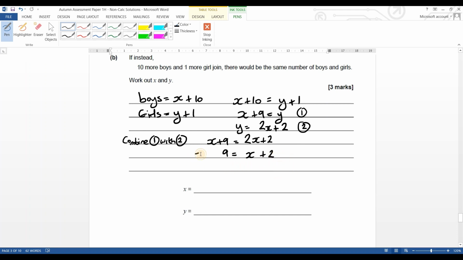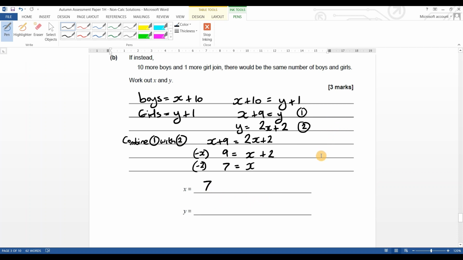Just to show you guys what I'm doing, I'm taking x from both sides. Yeah, that gives you that. And now let's minus 2 from both sides. That's going to give me 7 equals x, or x equals 7. There's your first answer. So x equals 7.